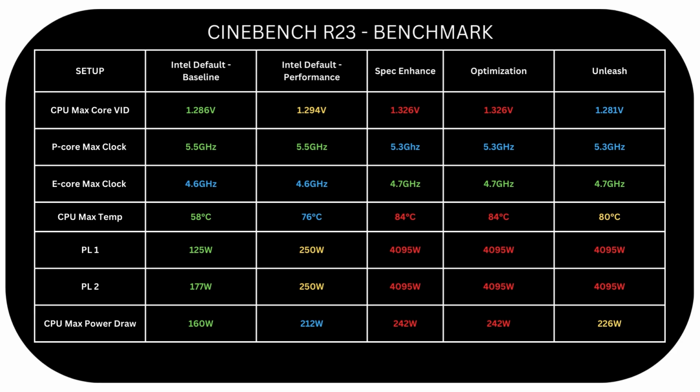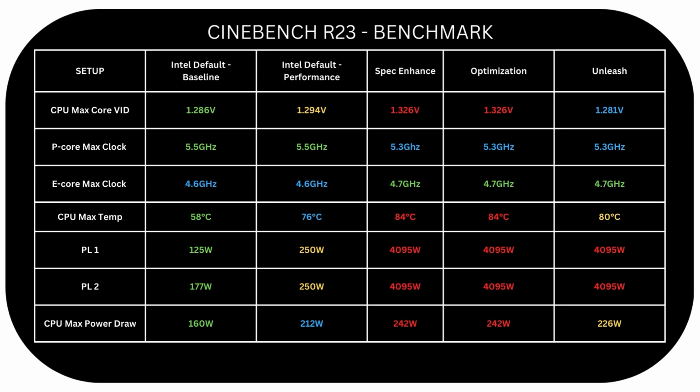For PL1, Intel default baseline has 125 watt and Intel default performance has 250 watt, and all 3 Gigabyte profiles have 4095 watt. So pretty much all power limits are lifted, which in my humble opinion isn't a good idea. I'd rather have control over the power limits than leave it loose for unnecessary heat generation. Anyways, for PL2, Intel baseline has 177 watt, performance has 250 watt, and it's again 4095 watt for all the 3 power profiles by Gigabyte.